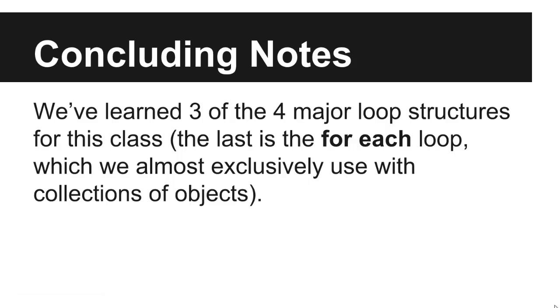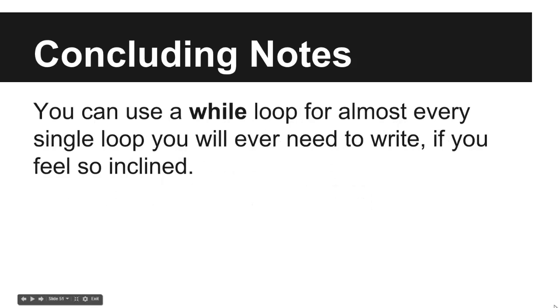And so to conclude, now that we have the for loop, the while loop, and the do while loop, we've learned 3 of the 4 major loop structures for this class. The last one is the for each loop, which we're not going to use very often, in which we almost exclusively use with collections of objects. So we're not going to talk about that until April. But between the while loop, the for loop, and the do while loop, you have everything that you could possibly need to write looped repetition structures.